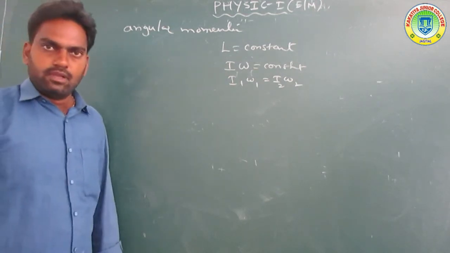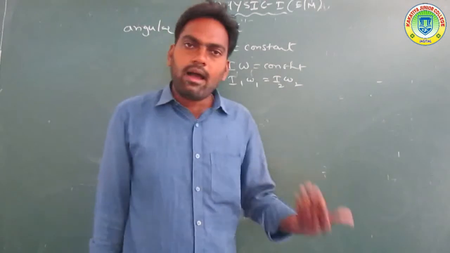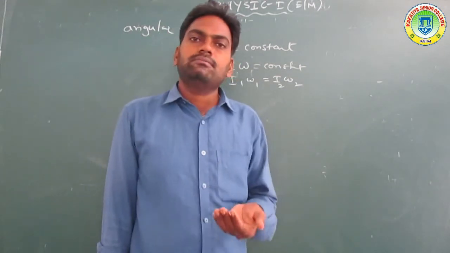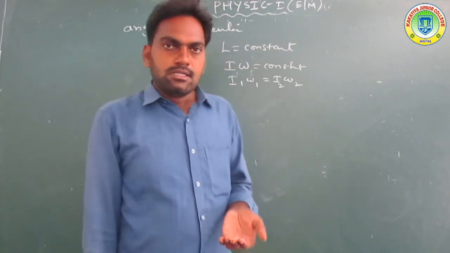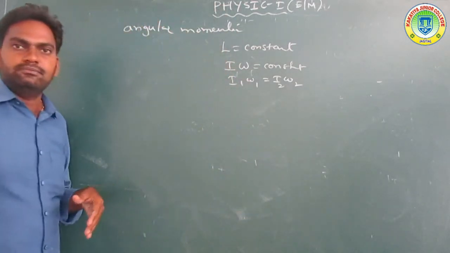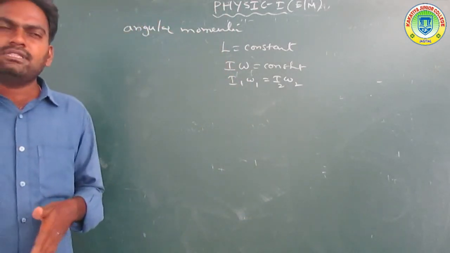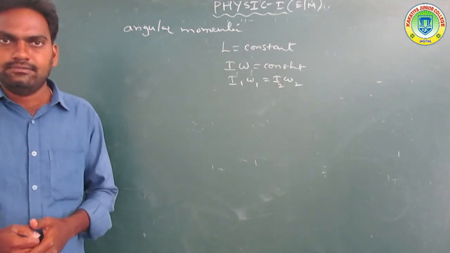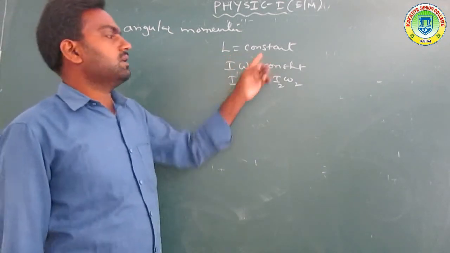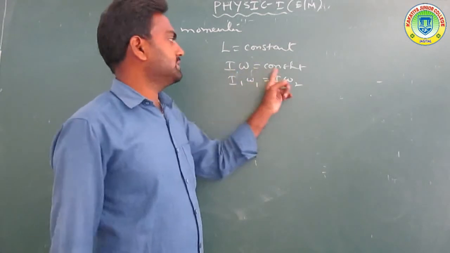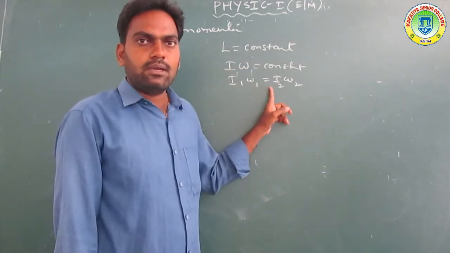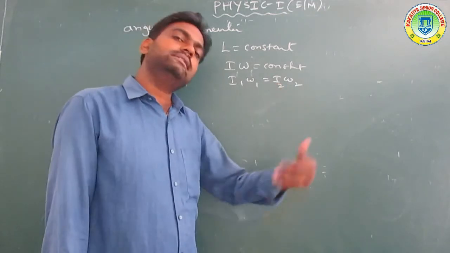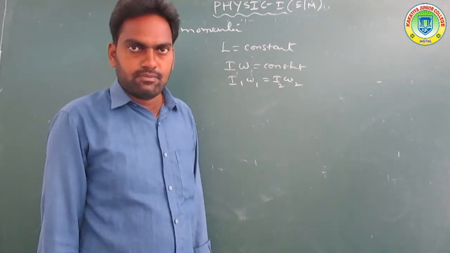So if there is no external torque acting on a rolling body or rotational body, the angular momentum of the system remains constant. That means L is equal to constant or I omega is equal to constant. In other words, I1 omega 1 is equal to I2 omega 2, which is also constant.